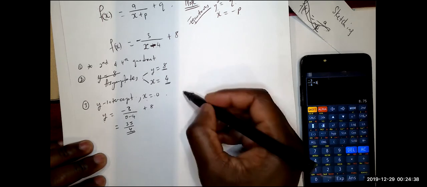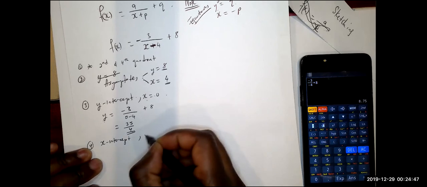That's fine. Then let's check the x-intercept. For the x-intercept, y is equal to 0. What are we going to do now? We have our equation there: 0 is equal to negative 3 over x minus 4, plus 8. We remove the denominator by multiplying throughout by x minus 4. That's what we're supposed to do here.